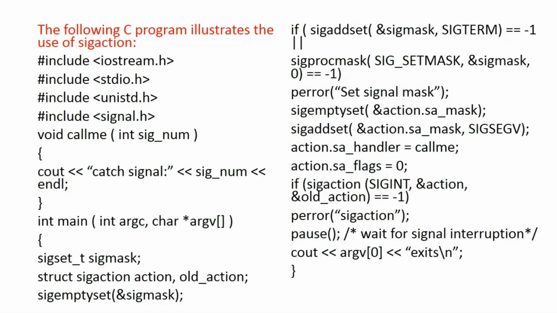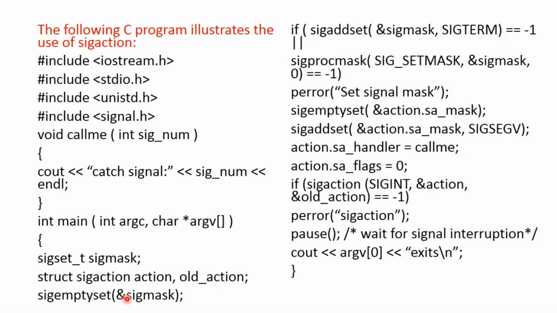Okay, the following C program illustrates the use of sigaction. First you need to include all the header files: iostream.h, stdio.h, unistd.h, signal.h. So this is the user defined signal handling method, void call_me(int signum), and you are printing a message, caught a signal.